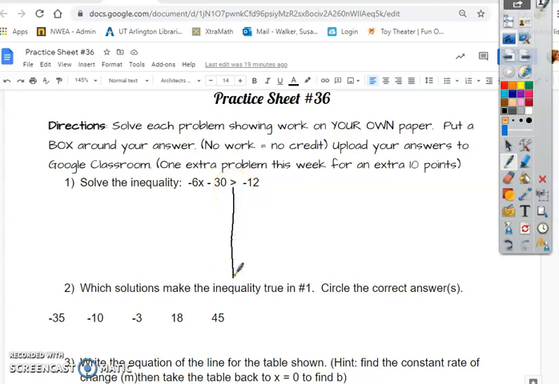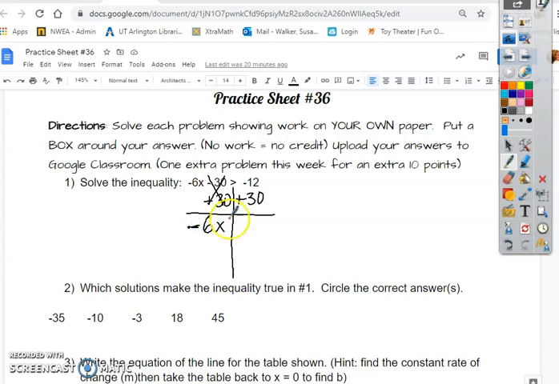Remember, we start just like an equation. I have minus 30. Here's my variable. I don't want anything next to the variable, so I do the opposite of minus 30, which is plus 30. If I do it to the left, I do it to the right. So this will cross out, and we still have negative 6x on this side. My pen is being weird.